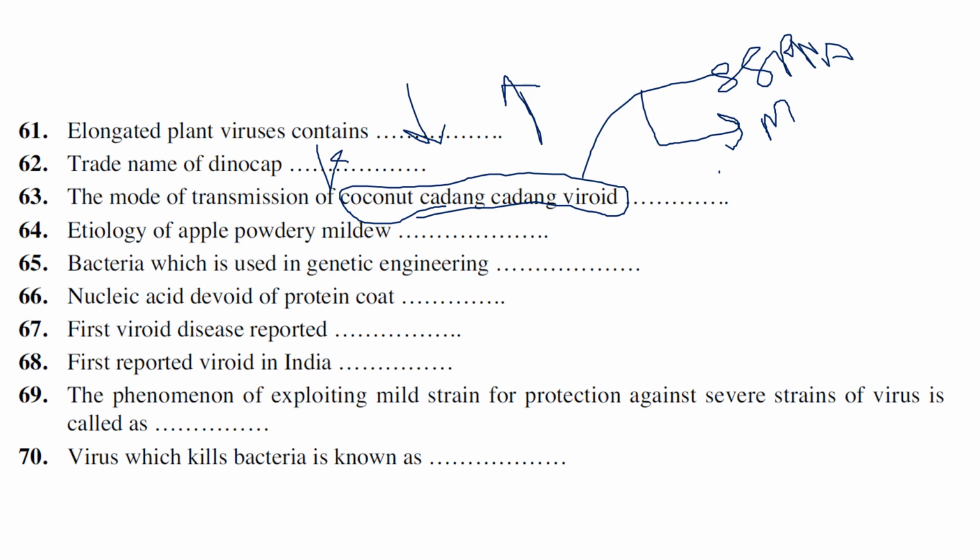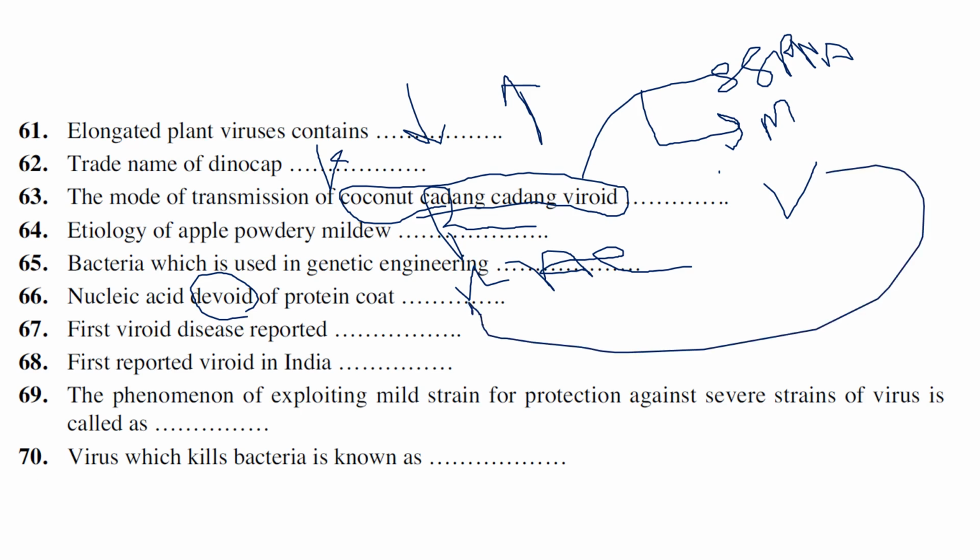Etiology of apple powdery mildew. The apple powdery mildew etiology means pathogen. They are asking, apple powdery mildew is caused by Podosphaera leucotricha. The bacterium which is used in genetic engineering is Agrobacterium tumefaciens, we can also call it the farmer's best friend, right? Agrobacterium tumefaciens. Nucleic acid devoid of protein coat, nucleic acid with absence of protein coat is known as viroid. A virus contains both nucleic acid and protein coat, whereas devoid of protein coat is known as viroid.